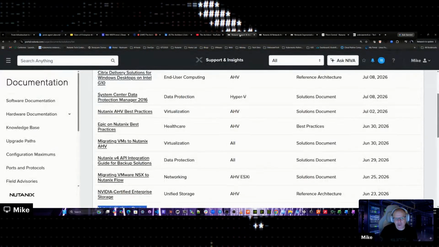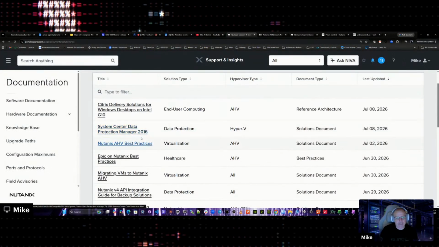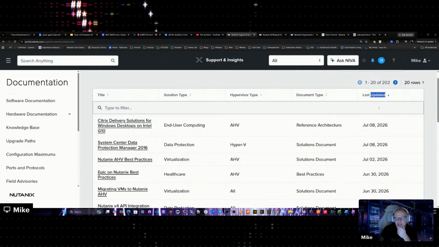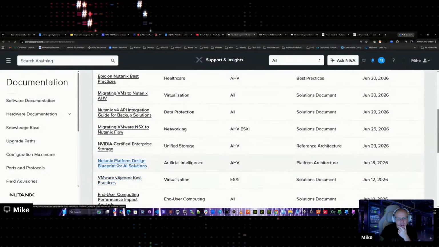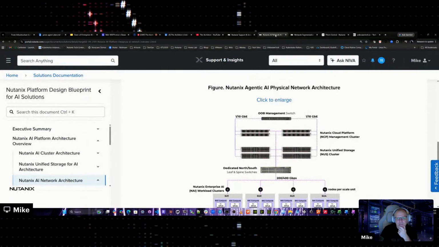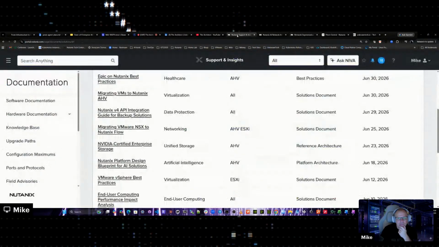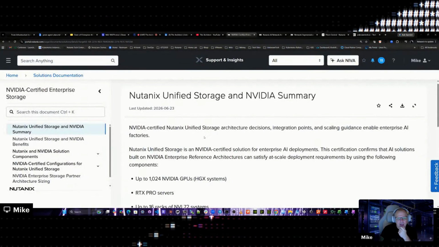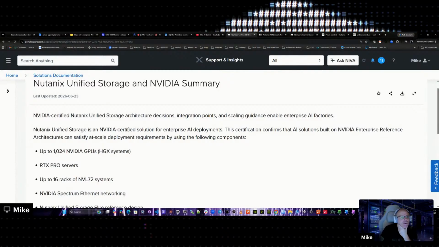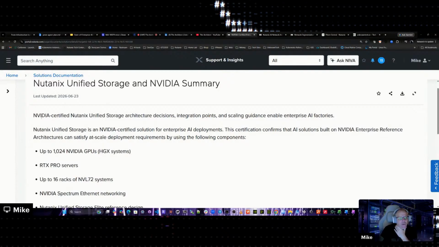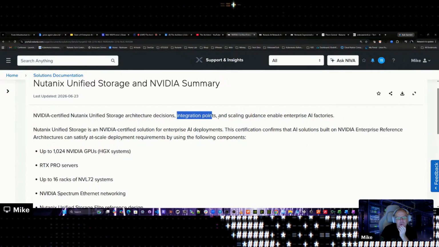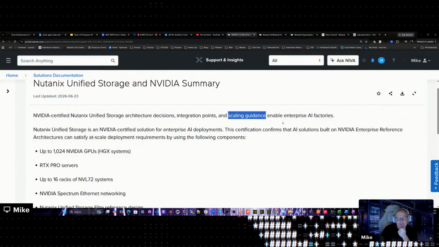So if we go back to the documentation and sort by descending order of last updated, you're going to scroll down to NVIDIA Certified Enterprise Storage. That's what we're going to focus on today. When we click this, we're going to give you an overview of what we're basically designing around: the NVIDIA Certified Nutanix Unified Storage Architecture, our decisions, our integration points, and our scaling guidance to enable enterprise AI factories.